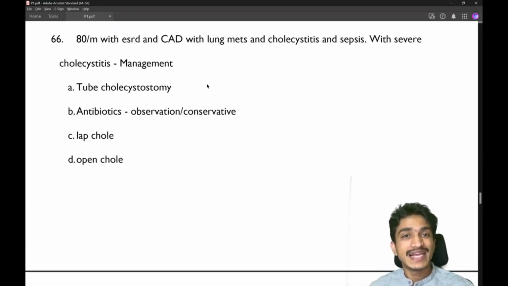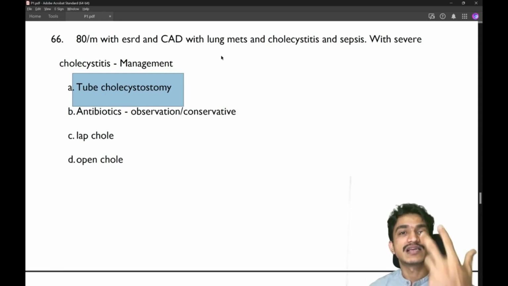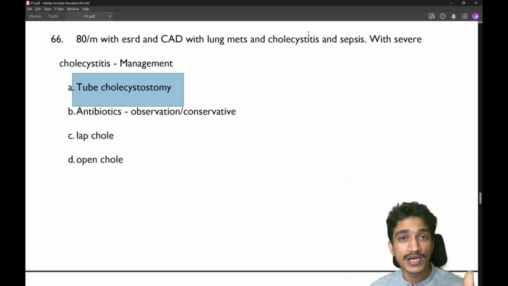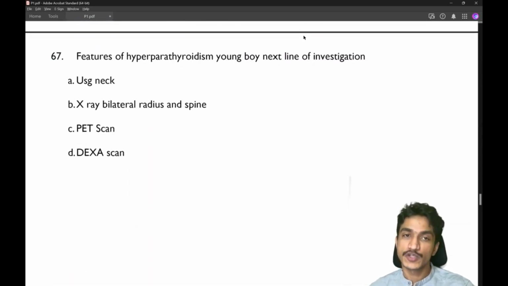Old age with end-stage kidney disease, with coronary artery disease, lung metastasis, cholecystitis, sepsis, severe cholecystitis. This is an indication for a tube cholecystostomy. There are very few rare indications where you do a tube cholecystostomy. Other than that, you do not do cholecystostomy even if the patient is having severe cholecystitis, but this patient is having mets, old age, severe comorbidities. So in this case, it is a clinical scenario. So this is a clinical acumen based question. So the answer, according to me, should be a tube cholecystostomy.